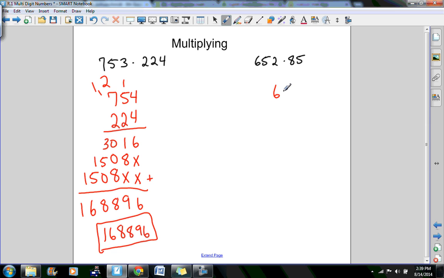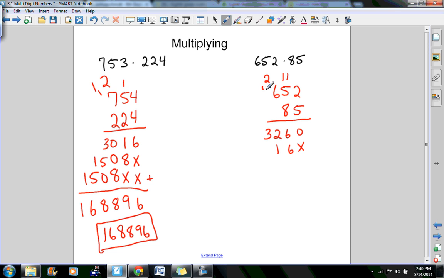So for this one, I do 652, and this is 85. So 5 times 2 is 10. 5 times 5 is 25. We'll add the 1 in to get 26. 5 times 6 is 30. We'll add the 2 and get 32. Now we're going to move on to the 8, which is in the tens place. 2 times 8 is 16.